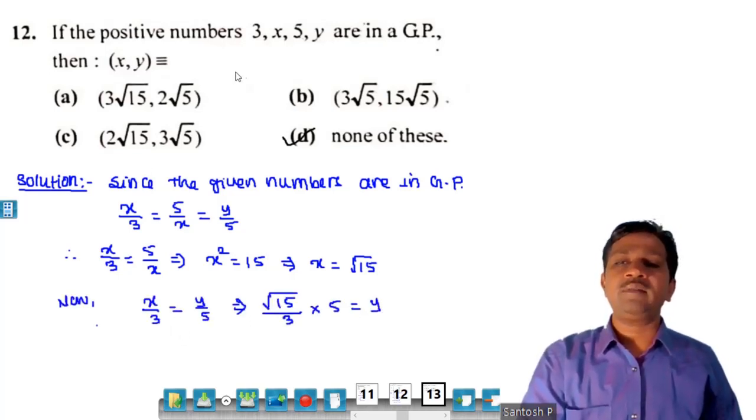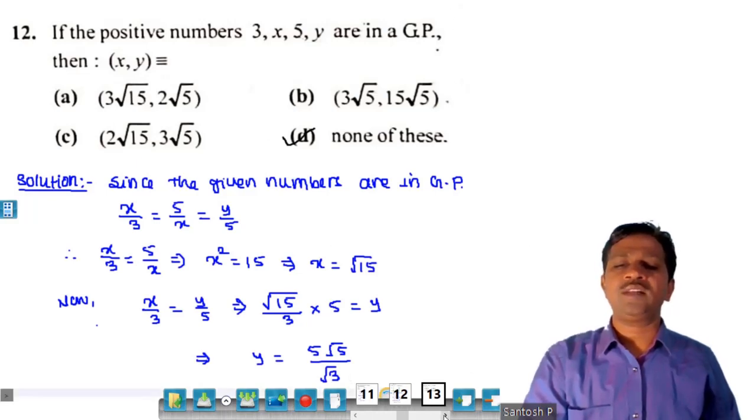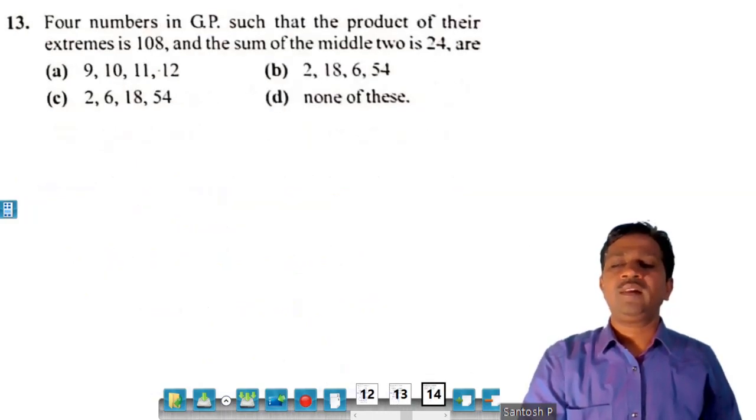Now again, to find the value of y, I have considered the first term equal to the last term. x by 3 equals y by 5. x is given as root 15. I have taken this 5 to the left side, and by solving you can get the value of y like this, which is not there, so the answer is none of these. Let us see now the 13th example.